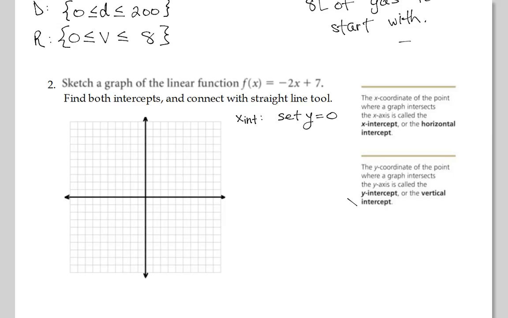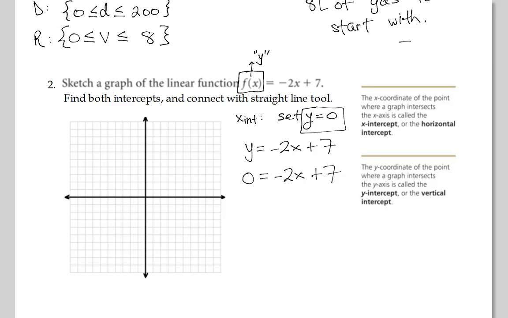So which one of those symbols is the y in that equation? It's not even there. It's this one. This is another way of writing the coordinate y, because that's the function applied to x. So I'll say, okay, y is equal to negative 2x plus 7. I'm going to say that y is 0. So 0 equals negative 2x plus 7. And now I solve for the x-intercept.